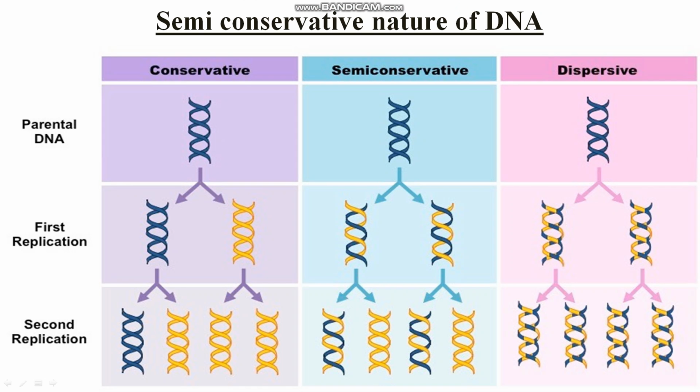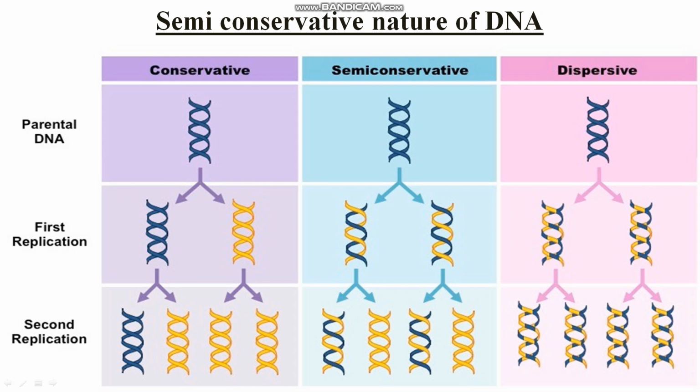After this, you will see the second replication. Obviously, from this DNA, two DNA will form, and from this DNA, two DNA will form. Here also, you can see this blue color of DNA is the parental DNA, and this yellow color of DNA is the new DNA. A new DNA strand is formed here, right? So by this we can say that DNA has a semi-conservative nature, right?